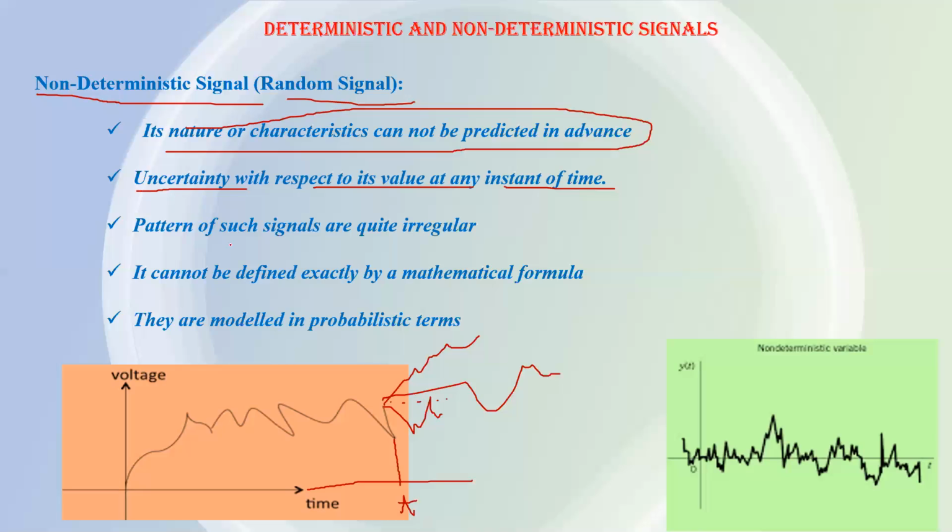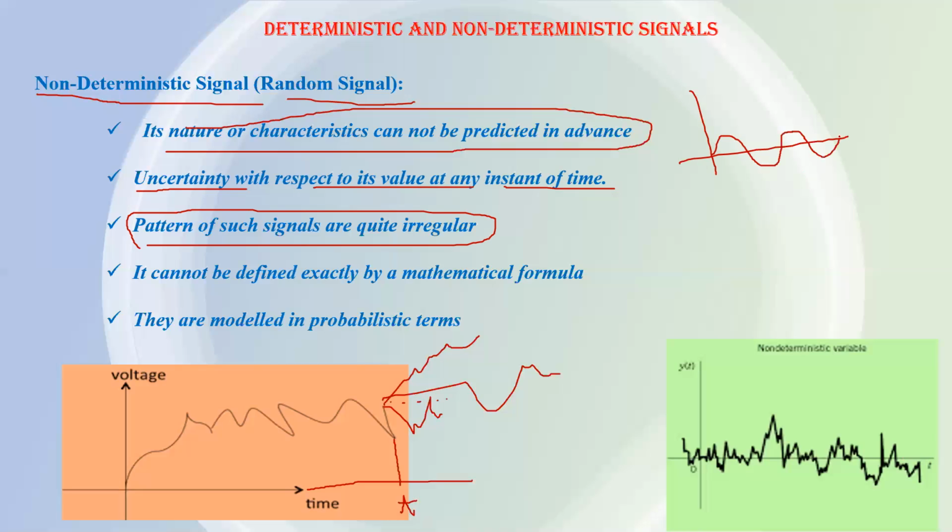Pattern of such signals are quite irregular. You cannot extend its pattern. But here, you can extend its pattern. What will be its second cycle? You can easily draw its second cycle. You can easily draw its third cycle. This is a regular signal, and this is deterministic signal.